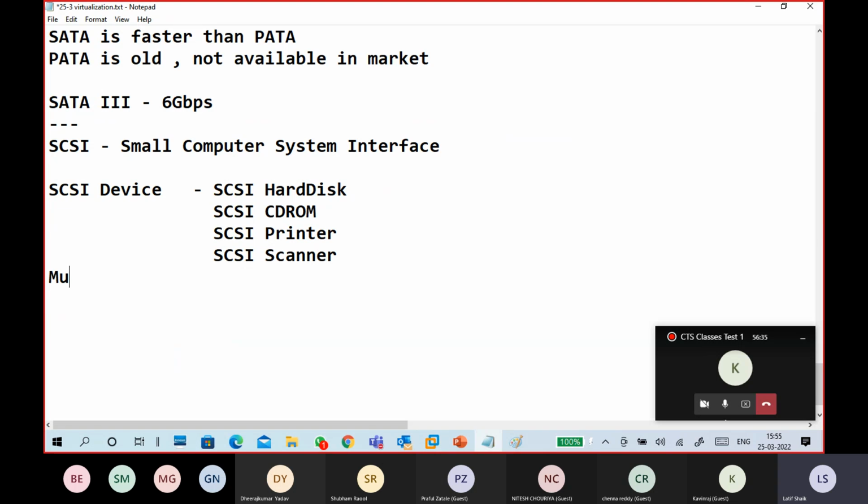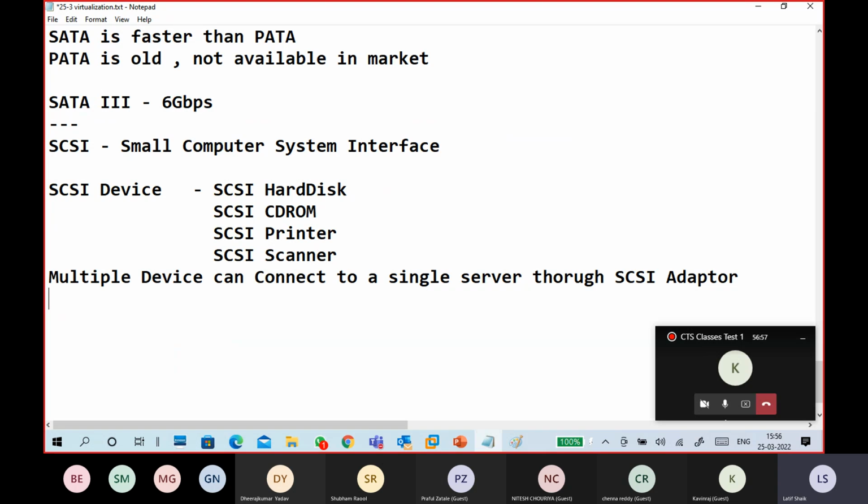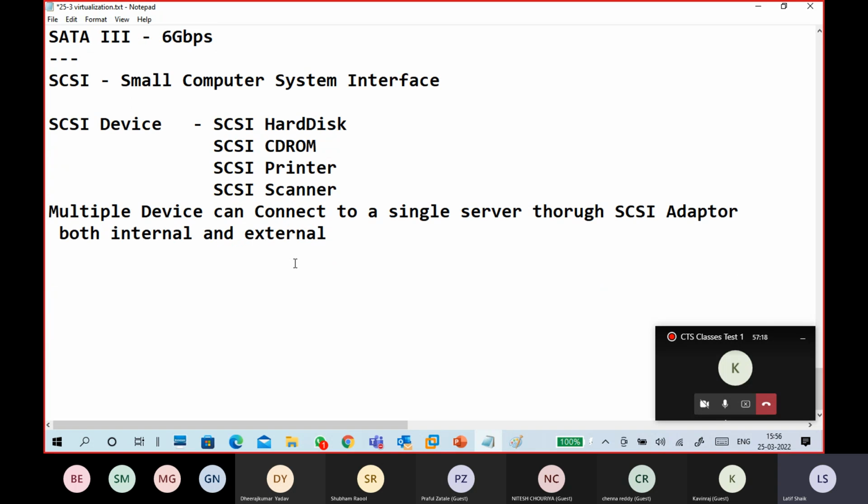Next, multiple devices can connect to a single server through a SCSI adapter, both internal and external. Means in the server you are able to connect them internally and externally. Last point, SCSI devices are hot swappable.